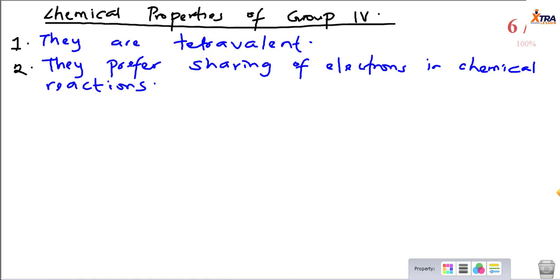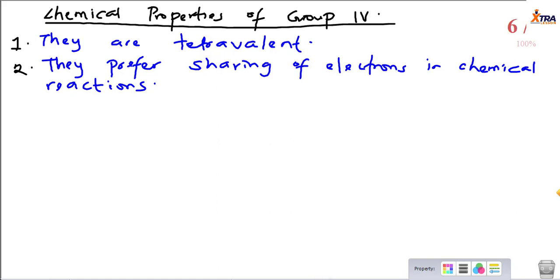If it's an element with 2 valence electrons, they need 2 of it. If it's an element with 1 valence electron, they need 4 of it. In short, all they need is 4 valence electrons. And then they share their electrons, which is called covalent bonding. So they prefer sharing of electrons in chemical reactions. That is, the kind of bond they love to form is covalent bond.